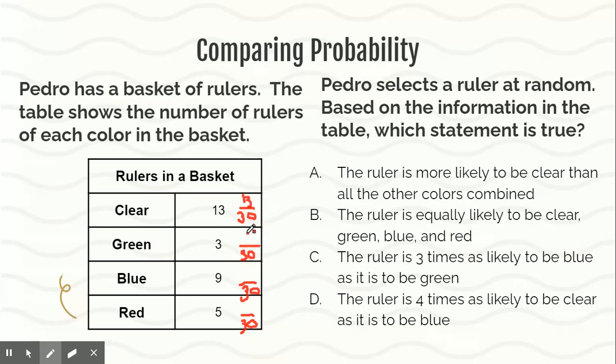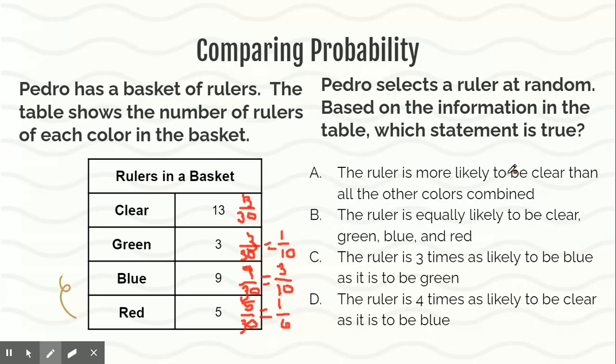We're going to do 3 over 30. That would be 1/10. Then 9 over 30, and we can divide each by 3. 9 divided by 3 is 3, and 30 divided by 3 is 10. So that would be 3/10. And then 5 on top here, and I can divide both of these by 5. 5 divided by 5 is 1, and 30 divided by 5 is 6.